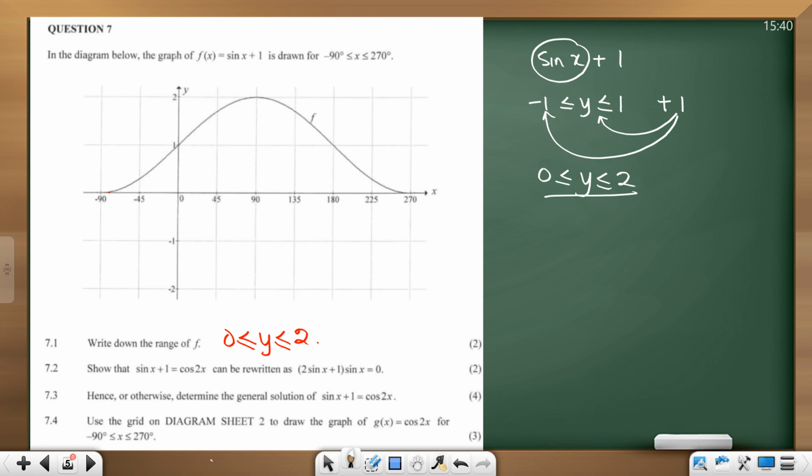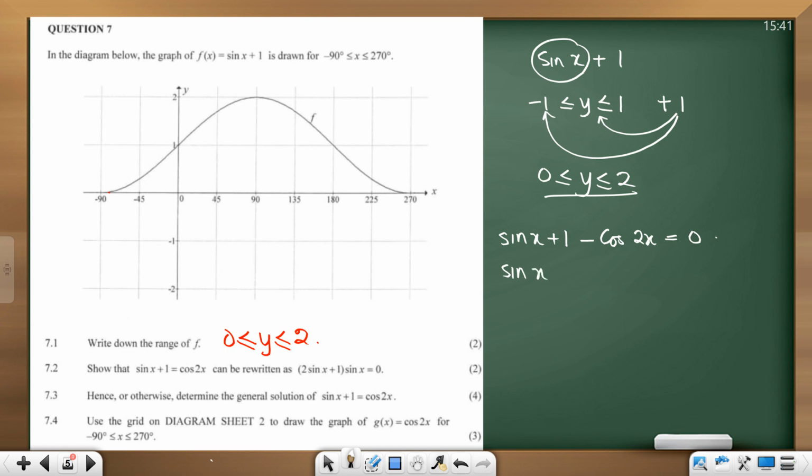Show that sine x plus 1 equals cos 2x can be written as that. Interesting. The first thing I'm seeing here is that there's a 0 on that other side. So can we bring the cos 2x over? All right, and then we'll see what to do with it. So what do I have? Sine x plus 1 minus cos 2x equals 0. Now, do you notice all my answer only has sine? That means that cos 2x must change to what? Sine. Or if you like, you can change it before bringing it over. It's still going to work.